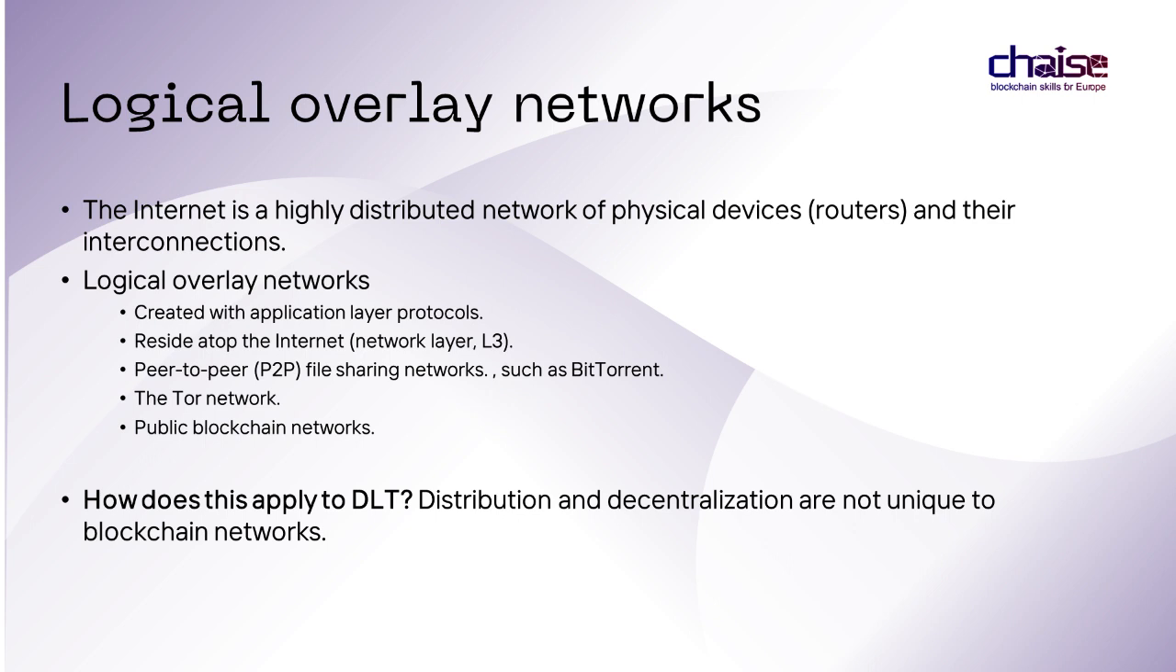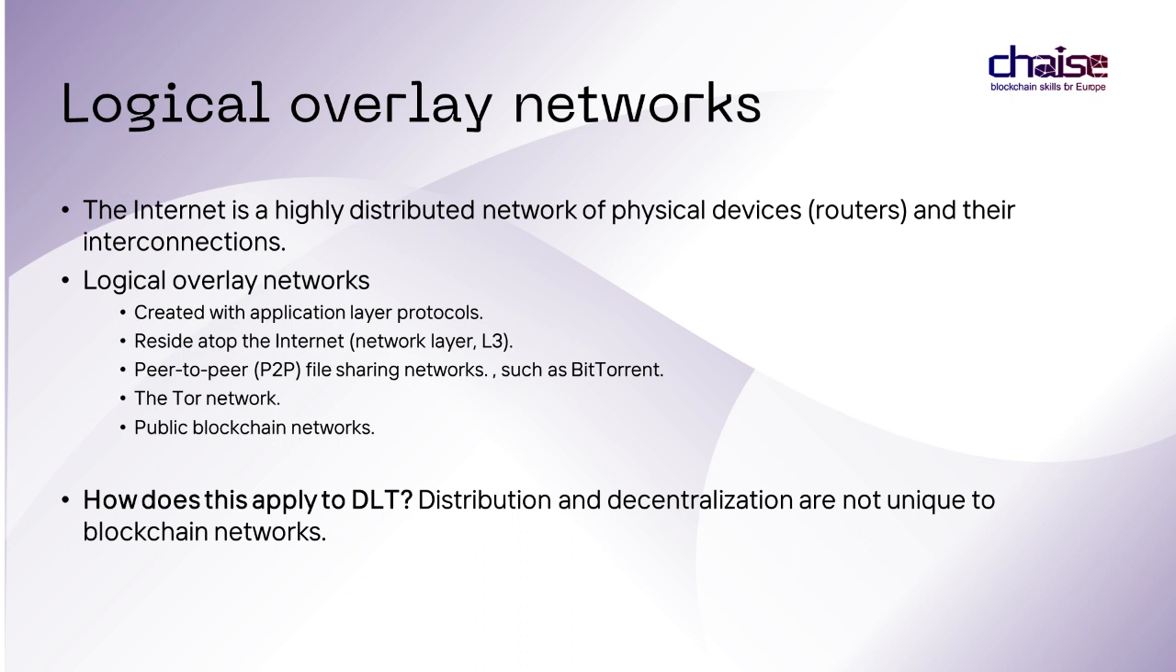Numerous routers are building the Internet core communication infrastructure and are connected with numerous alternative connections. The Internet and routing protocols are designed to glue this distributed physical infrastructure into a common Internet. Distributed networks can be created with application layer protocols, too. Because they reside atop the Internet network layer, L3, they are called overlay networks or logical overlay networks. Examples of logical overlay networks are peer-to-peer, P2P, file-sharing networks, such as BitTorrent.